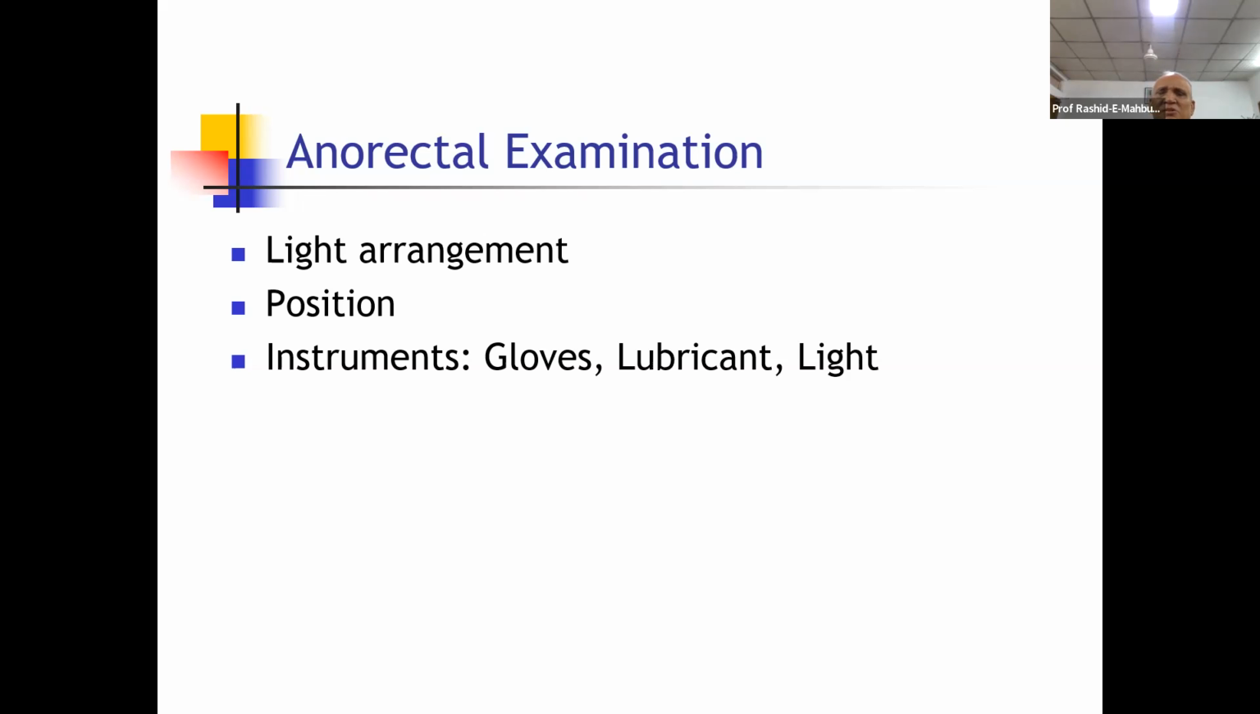Now, what are the things you look for there? Before that, I should say what instruments you can have on your side. Definitely gloves and lubricants. These are essential. Then you can take an anoscope or proctoscope if you have that in your setting. That will be a good thing to have to examine anorectal problems.